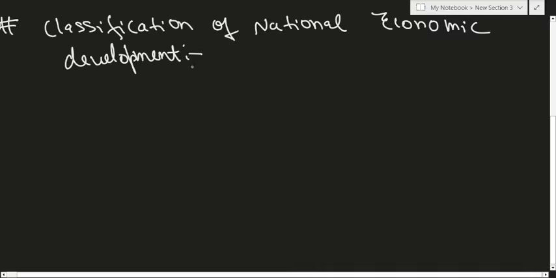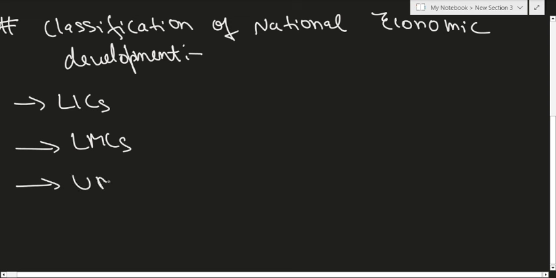National economic development. So basically we have low income countries, LICs, lower middle income countries, LMCs, upper middle income countries, UMCs, and high income countries, HICs. Now the cutoff for income levels is GNI per capita.